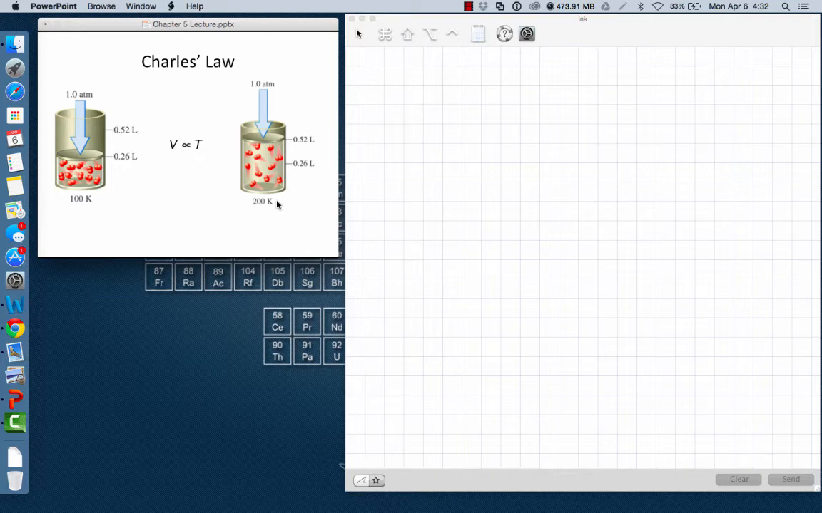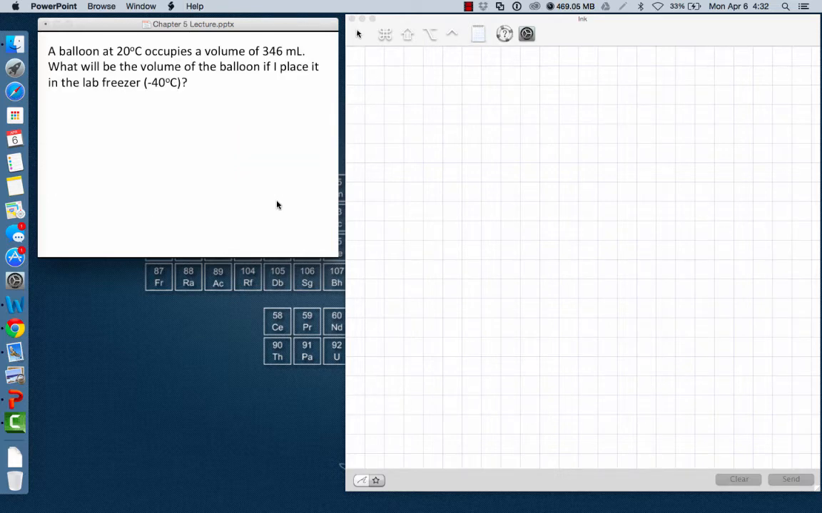Okay, so we have volume is proportional to temperature, and that way we have our V over T is a constant, and we can do our problems like this. V1 over T1 equals V2 over T2. So here's an example. A balloon at 20 degrees C occupies a volume of 346 milliliters. So if we place it in the freezer at negative 40 degrees C, what's going to happen?